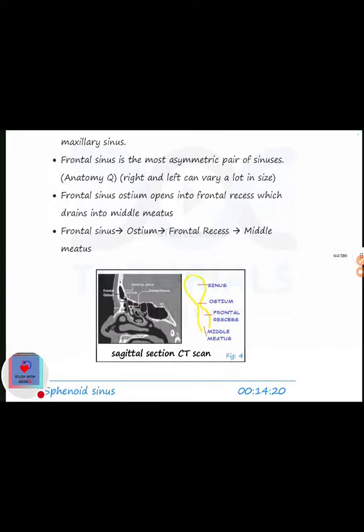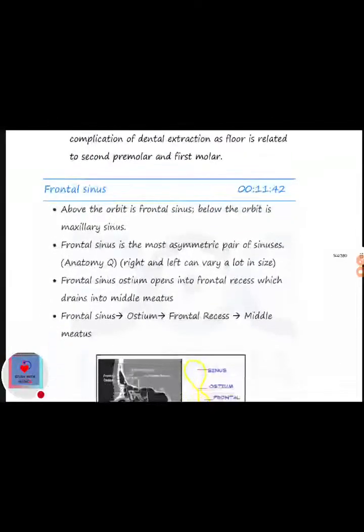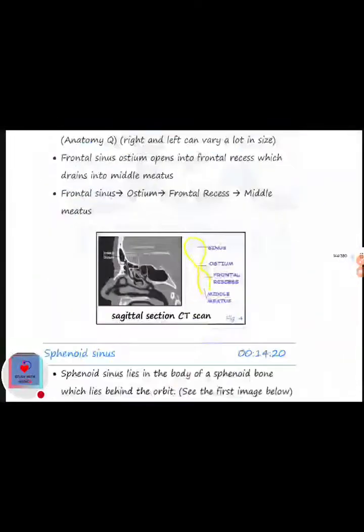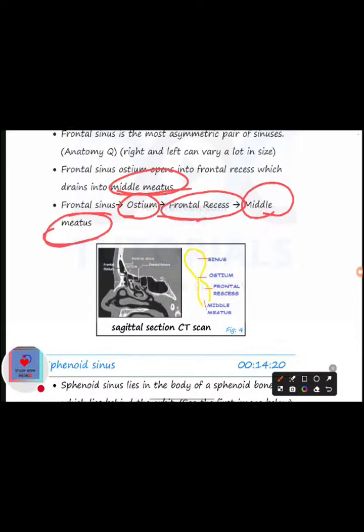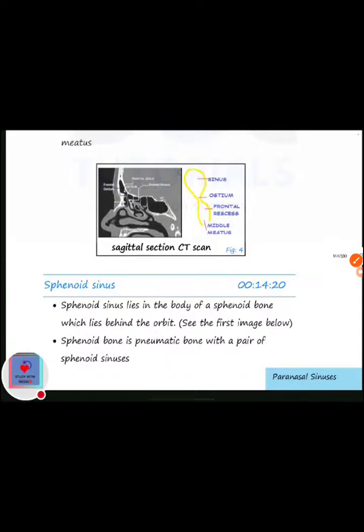The frontal sinus ostium opens into the frontal recess, which drains into the middle meatus. The maxillary sinus also drains into the middle meatus. So the frontal sinus ostium opens into the frontal recess, which opens into the middle meatus. From the middle meatus, that is the anterior nasal cavity, reaching the posterior nasal cavity takes 10 to 20 minutes.